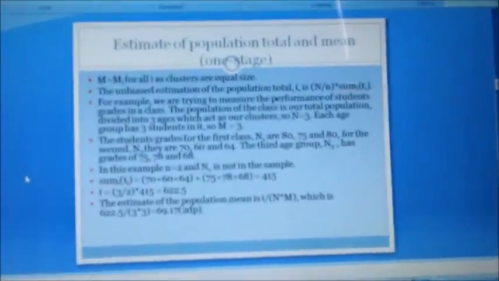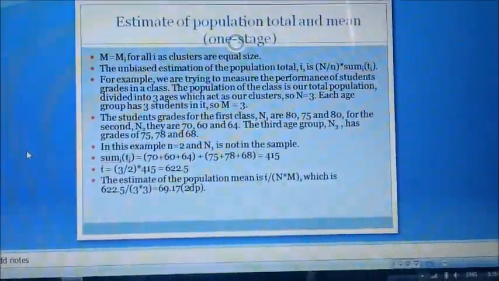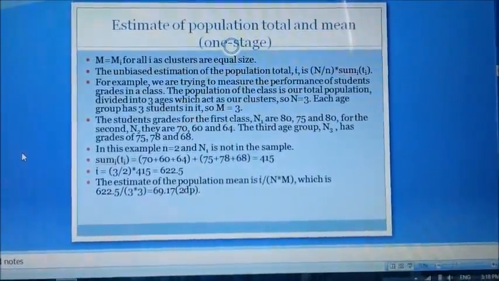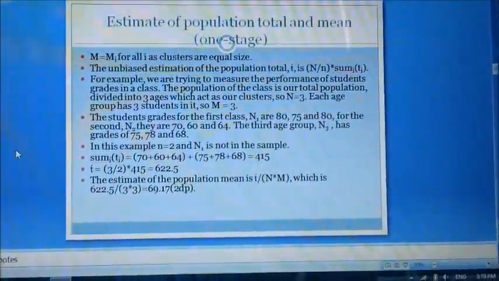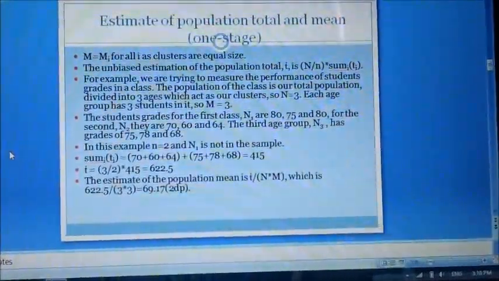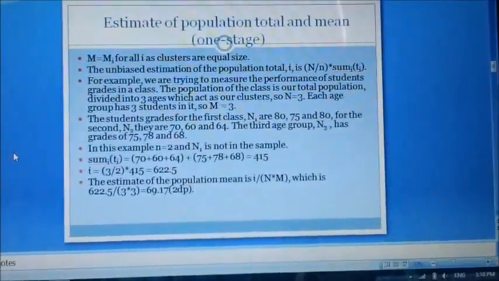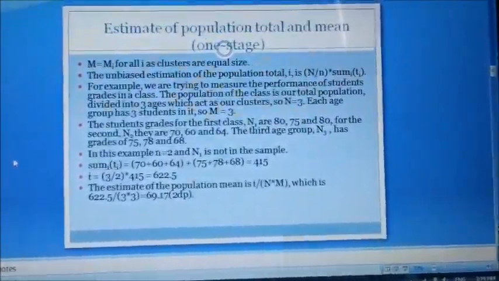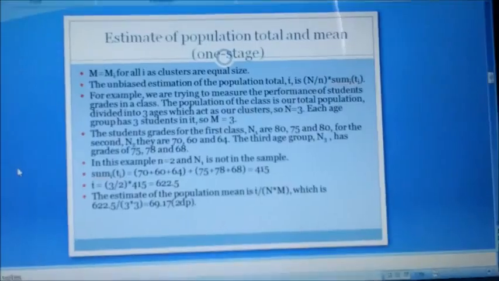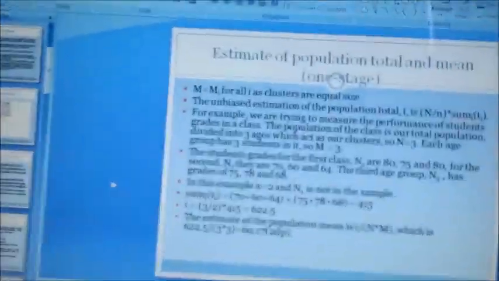So, this is how you estimate the population total and the population mean for one-stage cluster sampling. We know first off that m is equal to Mi for all i because the clusters are equal size. The unbiased estimation of the population total t dot is calculated as N over n times the sum of ti over all i's.